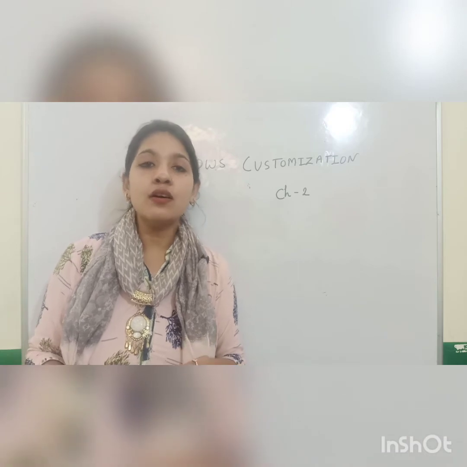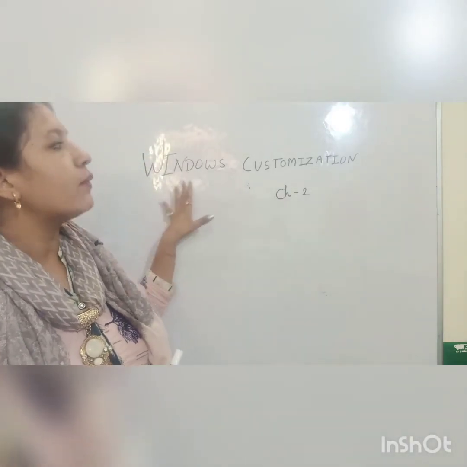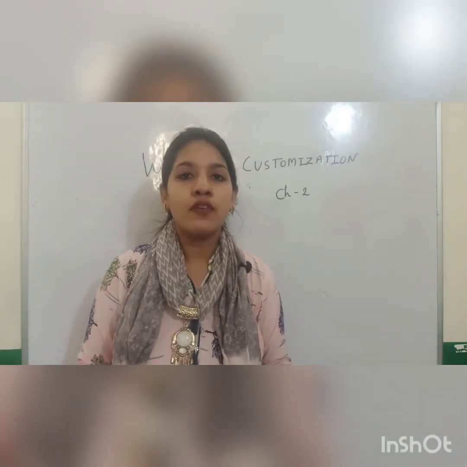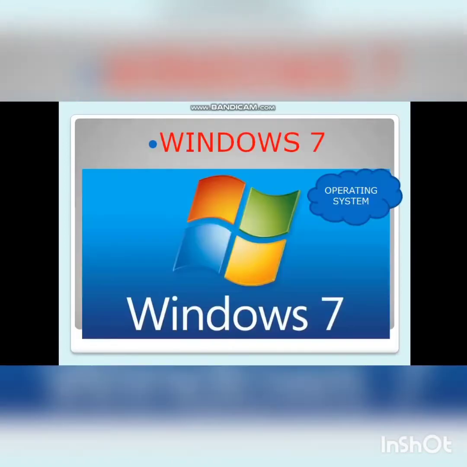Today I am here with another revision video of chapter number 2, that is Windows customization. So for further practical work, we will move to the Windows. We are learning a revision video, that is Windows customization chapter 2 grade 7. At first you have seen the Windows 7 icon on your screen. So what is Windows 7? Windows 7 is an operating system.